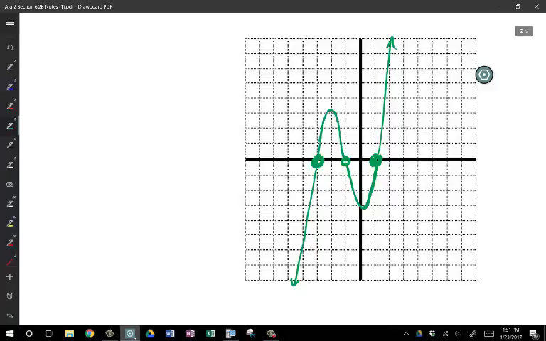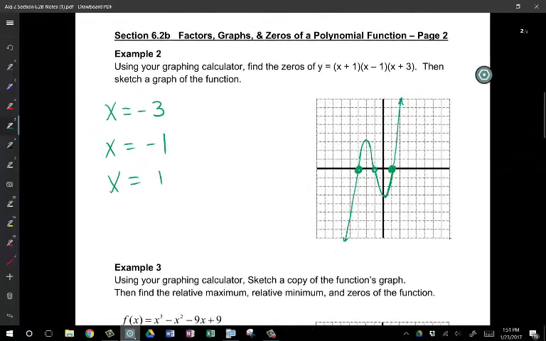How do you feel there? You okay? So what did we just talk about? Zeros, relative max, relative min, using our calculator to do so. By the way, if you have not put arrows on your graph, please do so. And go from there. Now, a little trivia question. Which of these three functions do you think leads to the x equals negative 3?